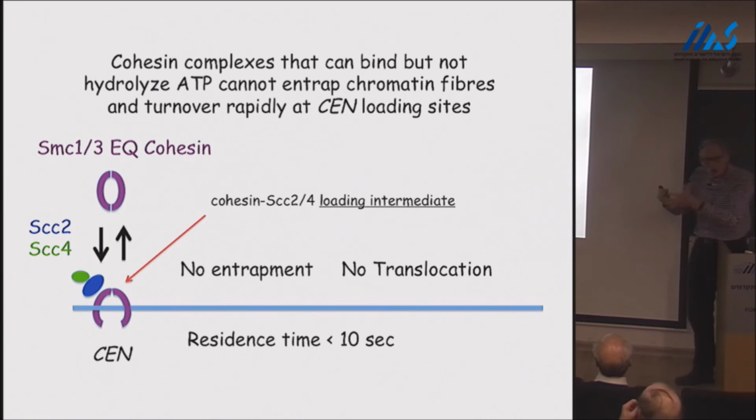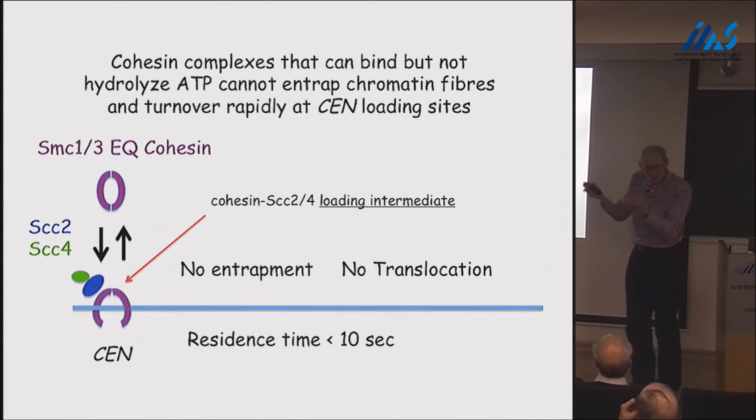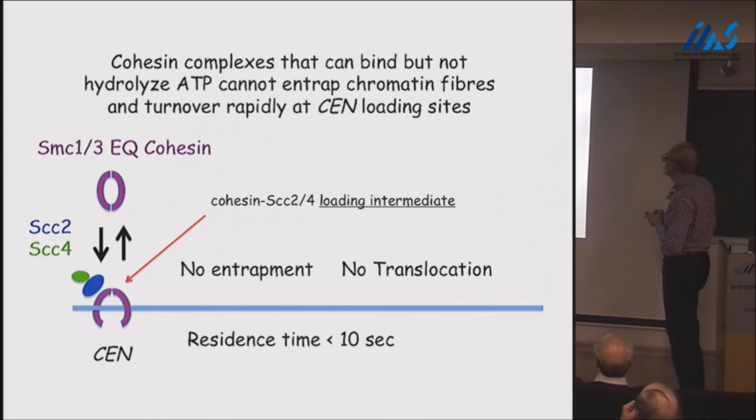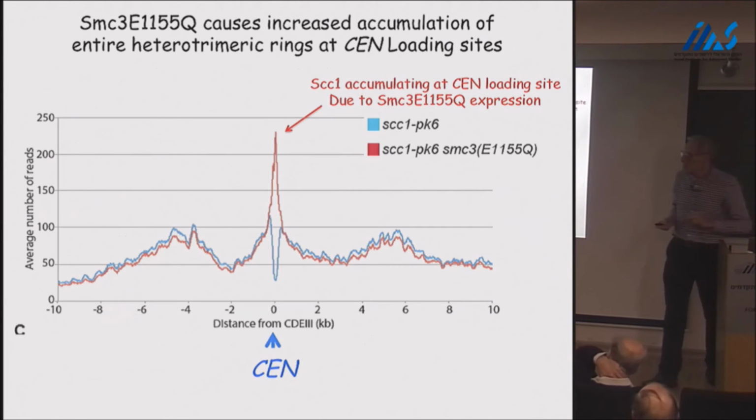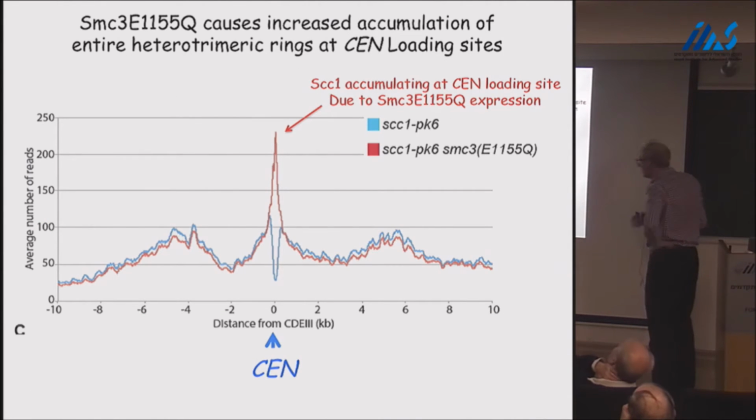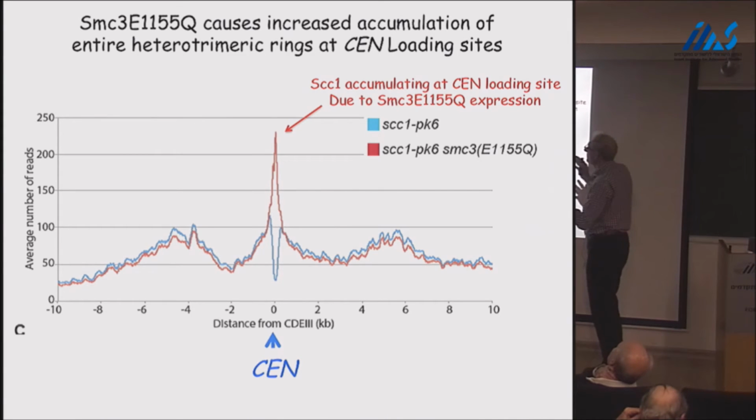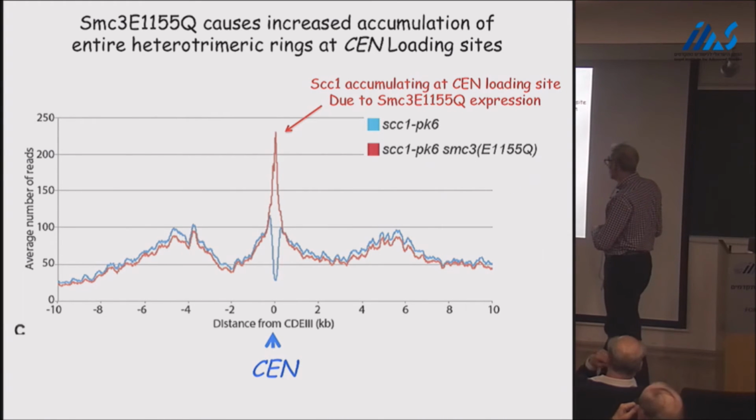And we know that it can't trap. You can't form either CM or CD with these EQ cohesin. So that's what we think is going on. These EQ complexes form this intermediate at the site at centromeres, but then they drop back off again. No entrapment, no translocation. Okay? Now we can take a wild type cell. We've got wild type cohesin, which we believe is loading here and translocated into pericentric sequences.